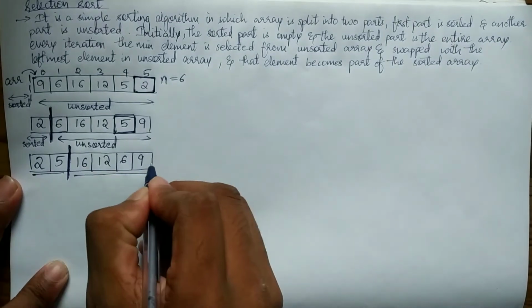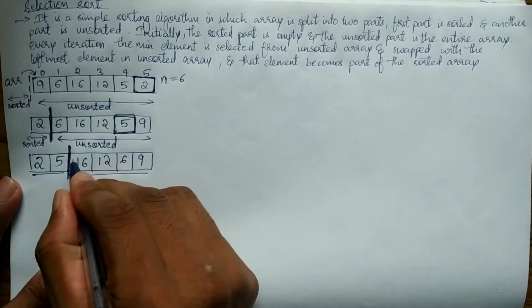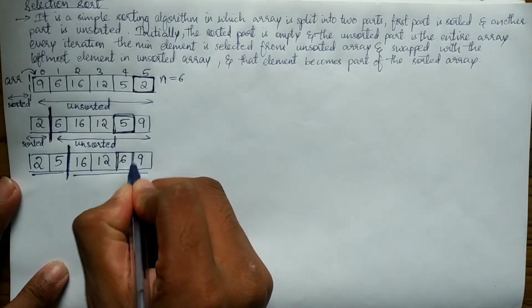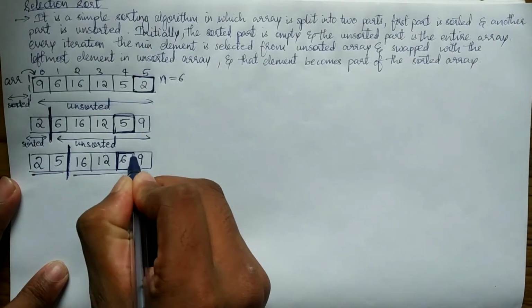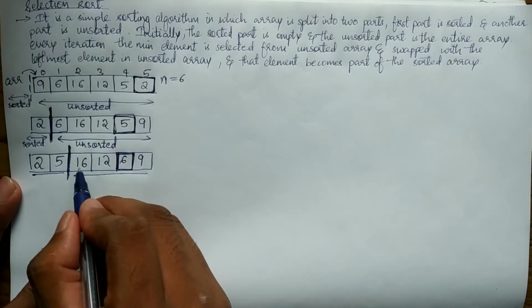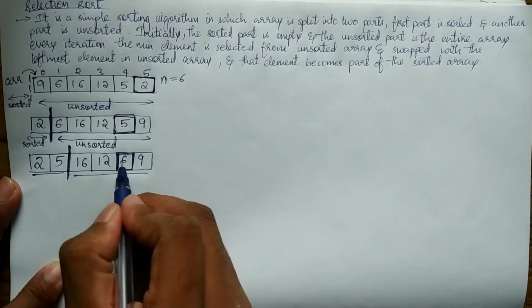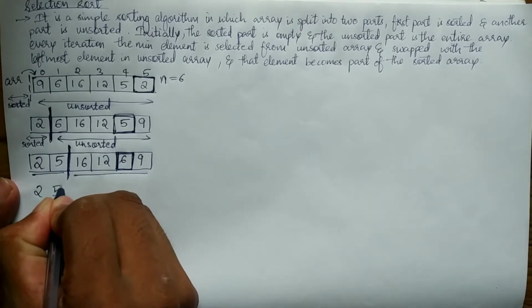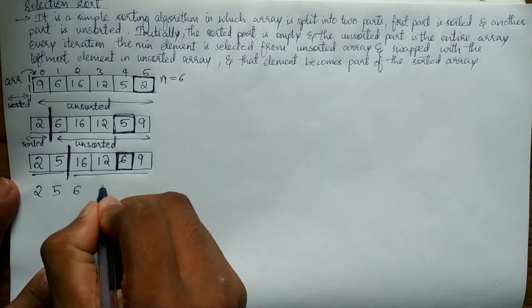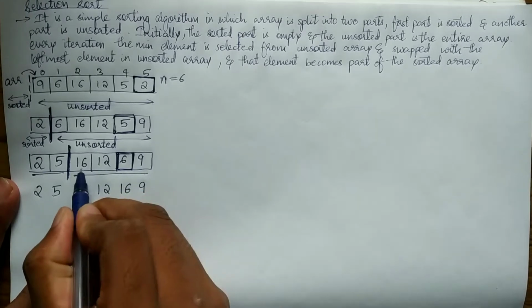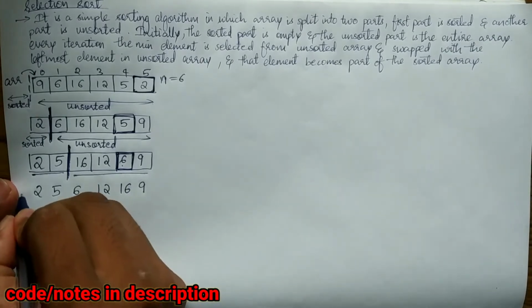So again we will select the minimum element in the unsorted part. The minimum element here is again 6. So we'll swap 6 with the leftmost element in the unsorted array, that is 16. So we'll swap 16 and 6. This is 2, this is 5, this is 6, this is 12, 16 and 9. We swapped 16 and 6.